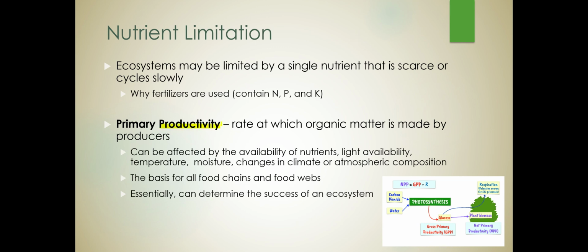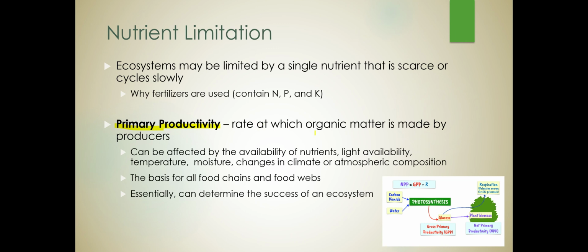So these nutrients are incredibly important, because pretty much the basis of every ecosystem is going to be your producers. And so what primary productivity is, it's how well are the producers producing. And this is why we use things like fertilizers to put those nutrients in the soils that may be lacking. Now, productivity is the rate at which organic matter or food is made by the producers. So once again, how much are the producers producing?